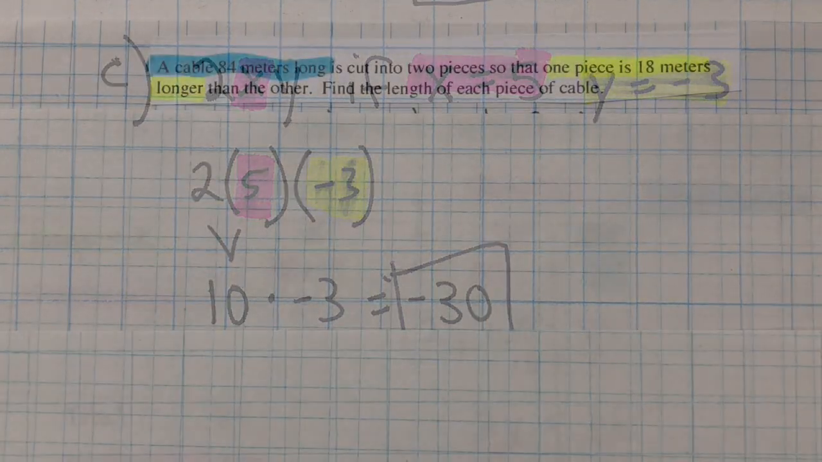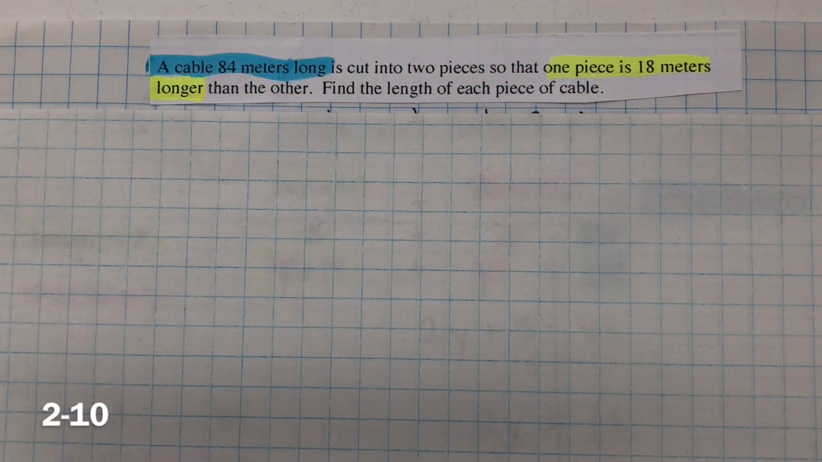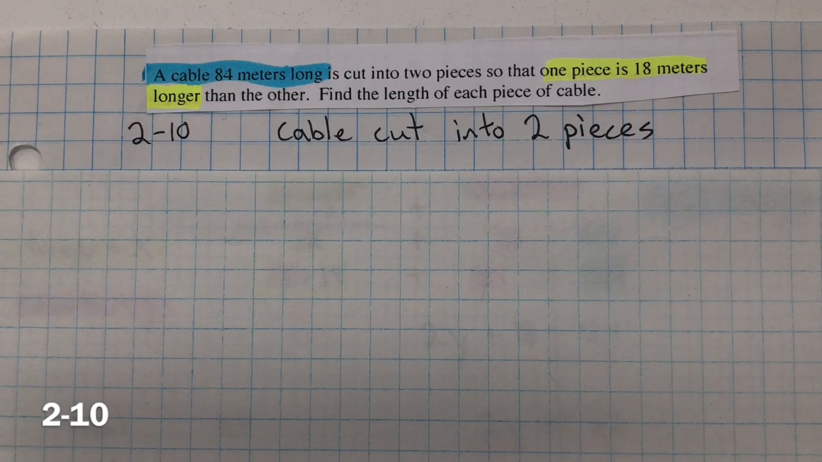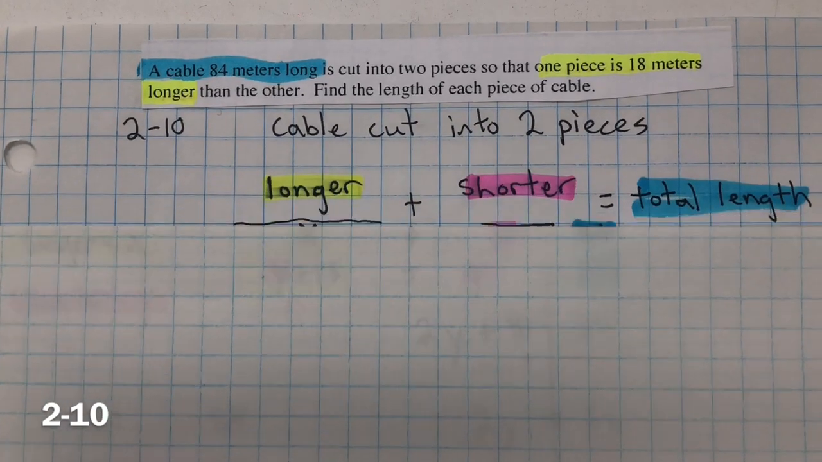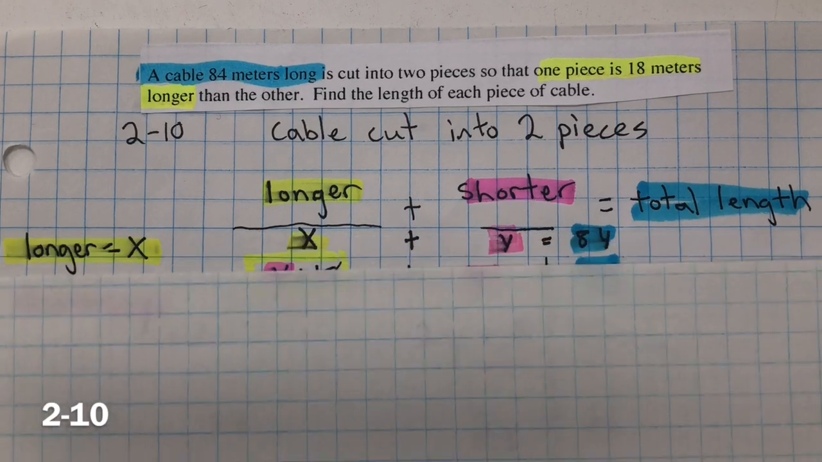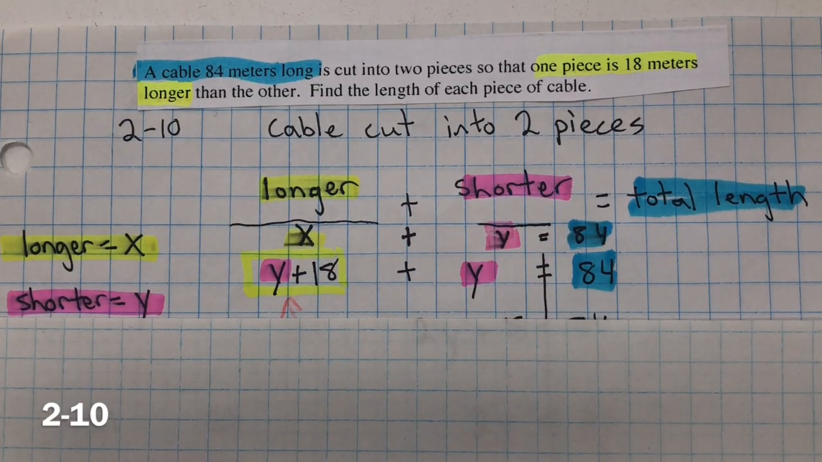Problem 210. A cable 84 meters long is cut into 2 pieces so that one piece is 18 meters longer than the other. Find the length of each piece of cable. So we know that the cable is cut into 2 pieces. And so we have a longer and a shorter length. So we're going to let the longer piece be x, the shorter piece be y.